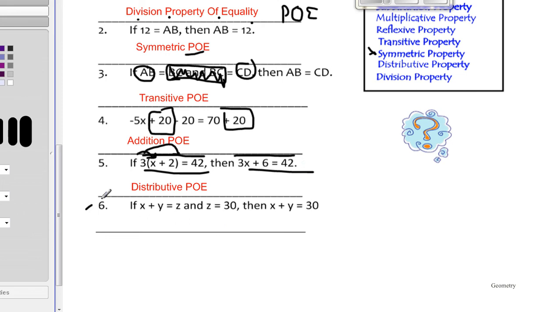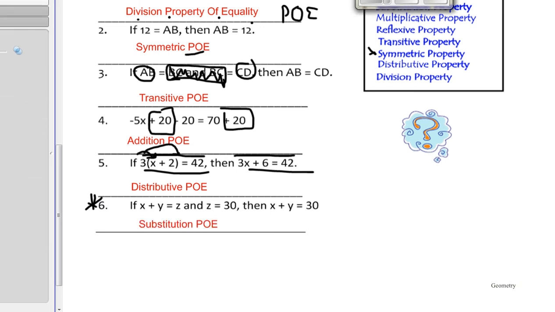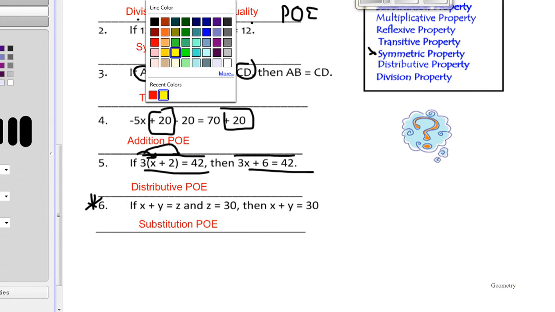All right, my last one, number 6. This one is very tricky. I dare you to get it right. Pause the video and tell me what you think. And this is the substitution property of equality. And if any of them kind of really messed you up, it probably was this one. This one's a little bit trickier.